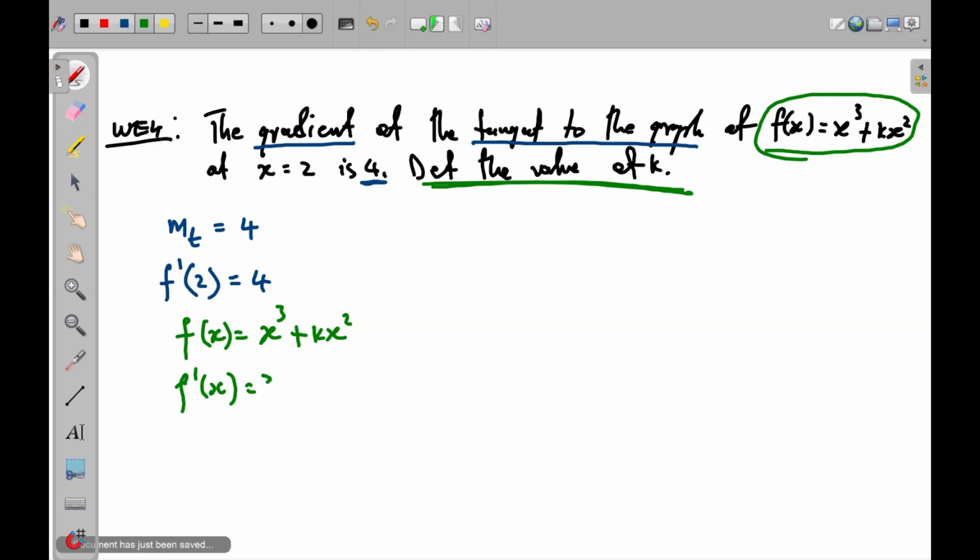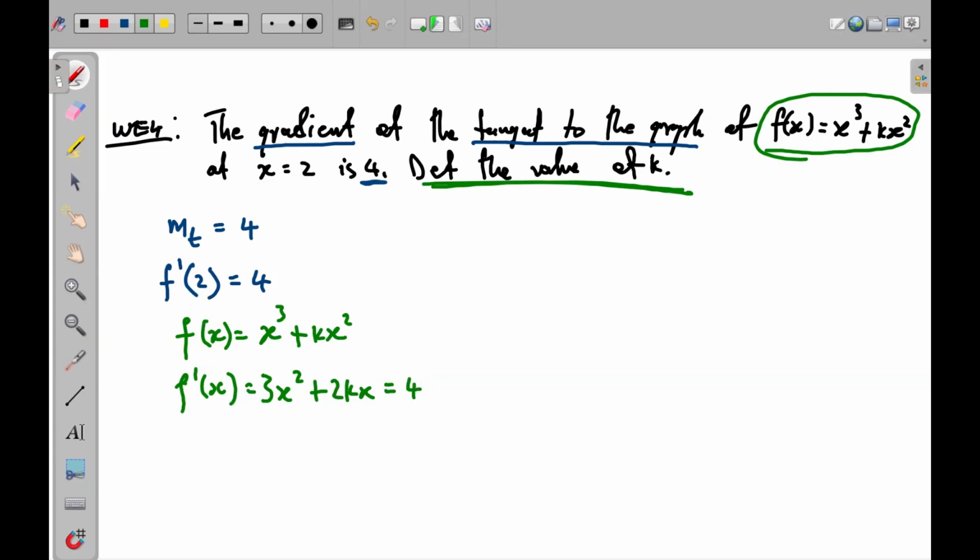So the derivative here becomes 3x squared plus 2kx, if you remember carefully what we did. That's what it becomes here. 3x squared plus 2kx. This is very, very important to understand. We have to get this. Now, we now know that the derivative is equal to what?